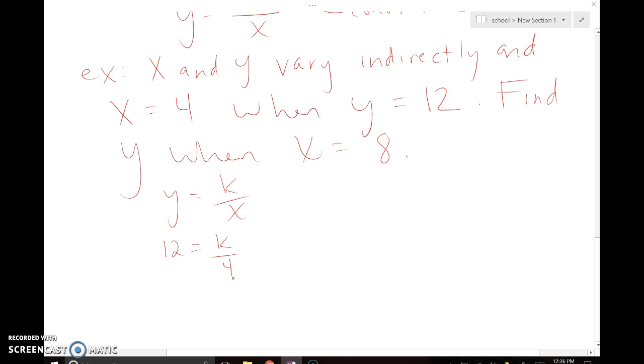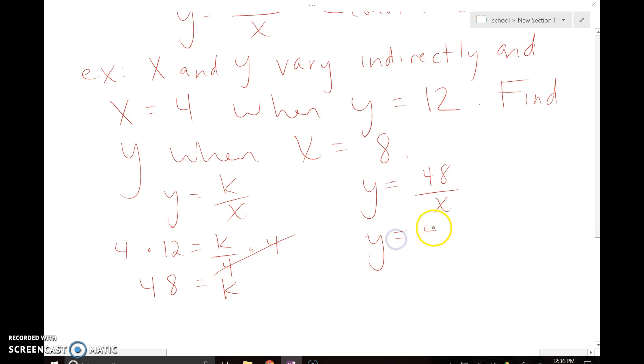Now to solve, to get rid of divided by 4, I need to multiply. I'm going to multiply both sides by 4. These cancel on my right. And 48 is my constant of variation. So now to solve for my scenario, I no longer need to use k. I can use 48. So y equals 48 divided by x. And it says, find y when x is 8. So y when x is 8.